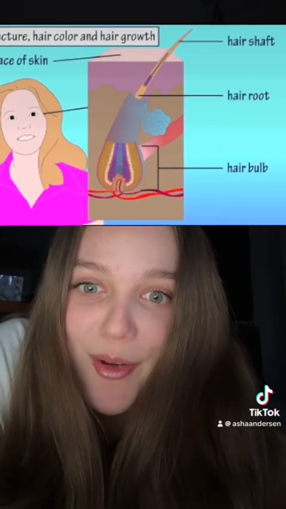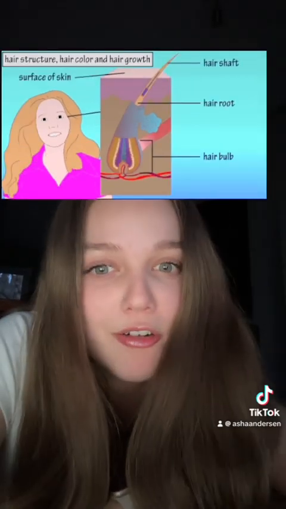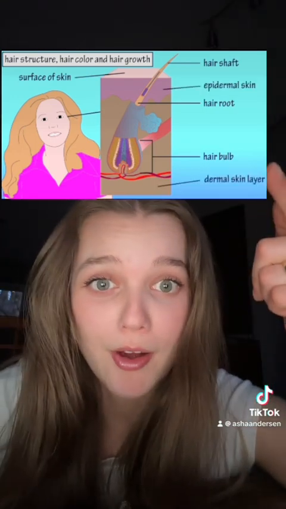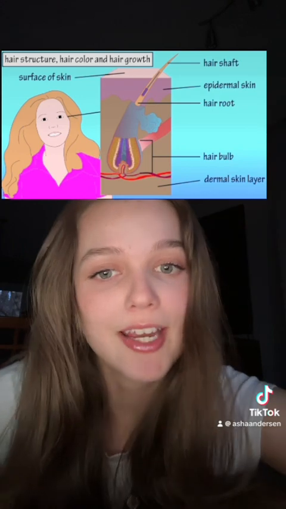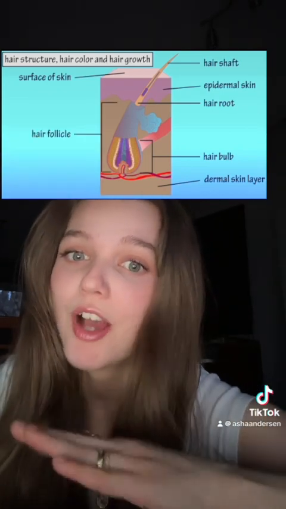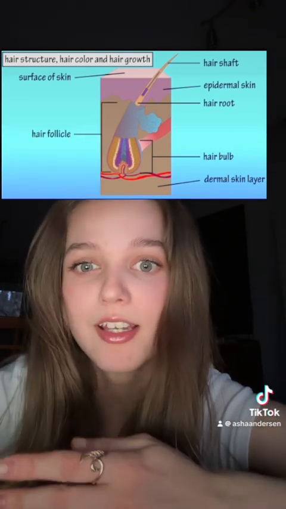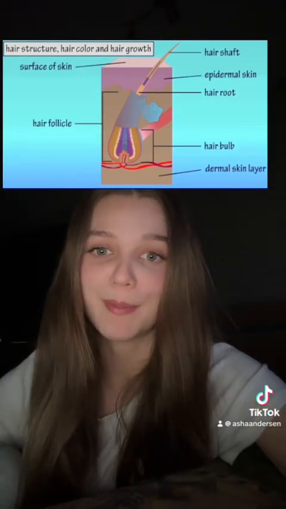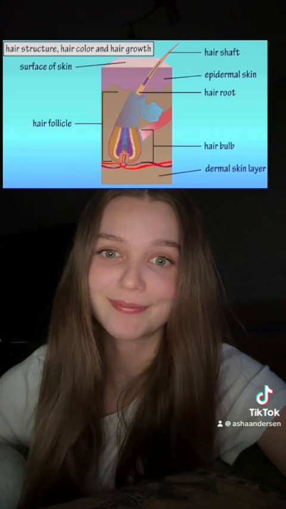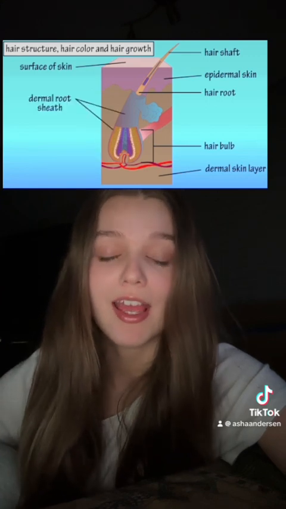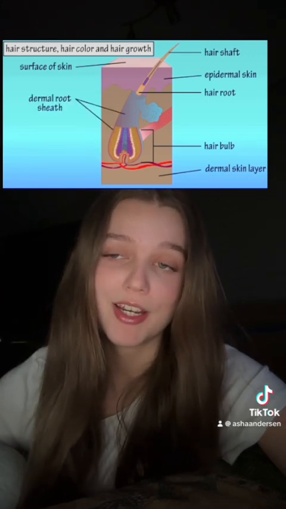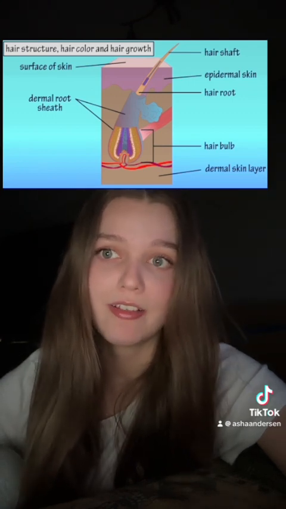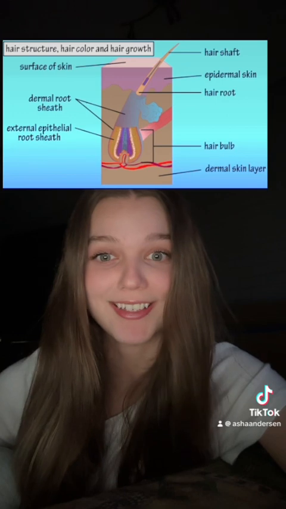Okay, so hair color and hair growth consist of 3 main parts. We have the hair bulb, the hair root, and the hair shaft. The hair shaft is the top portion of the hair that we can see that extends out from the skin. The root extends from the bulb to the surface of the skin. And the bulb extends from the root deeper into the dermal layer of skin. The dermal layer of skin is the inner layer of the 2 main layers of our skin.